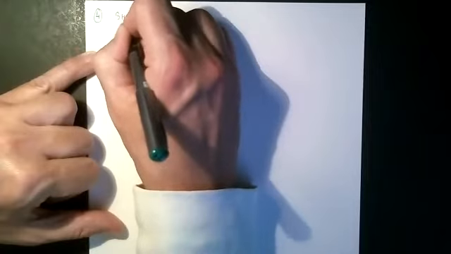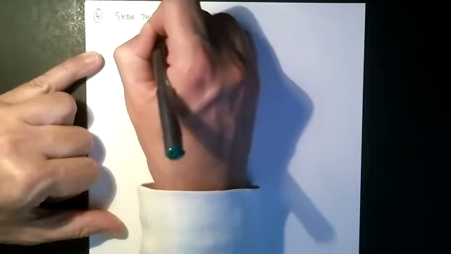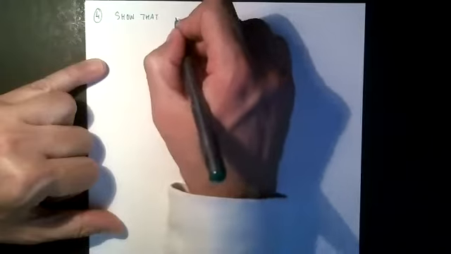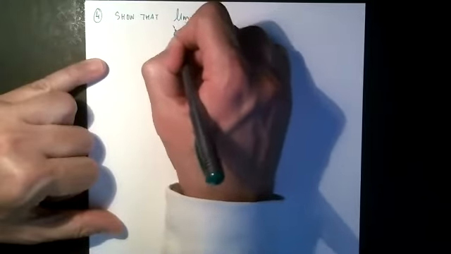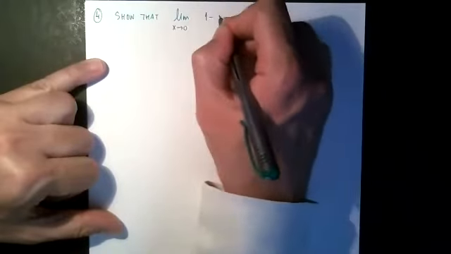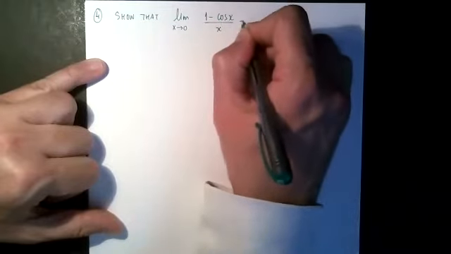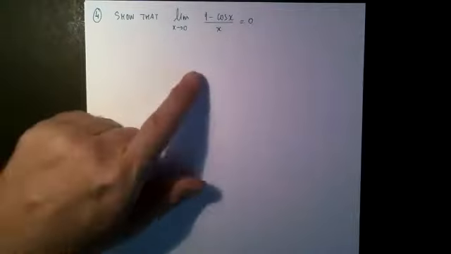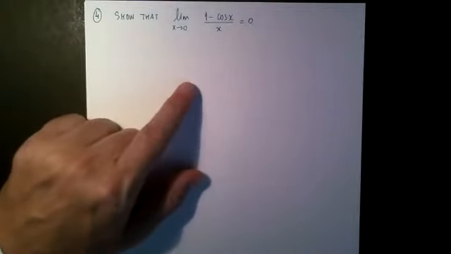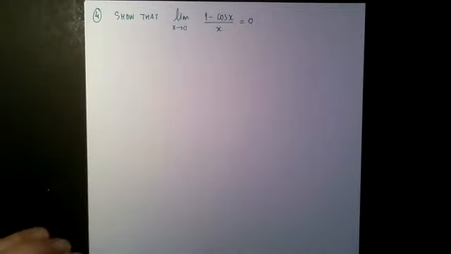Show that the limit as x approaches 0 of 1 minus cos x over x is equal to 0. This is the second formula that I told you. Now I want you to show it yourselves. You're now capable of doing it based on what we did so far.